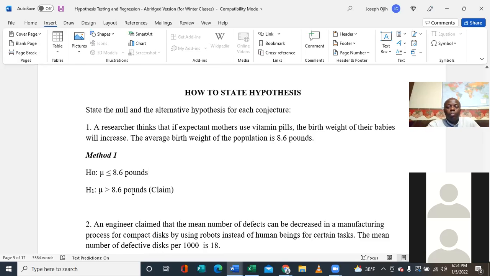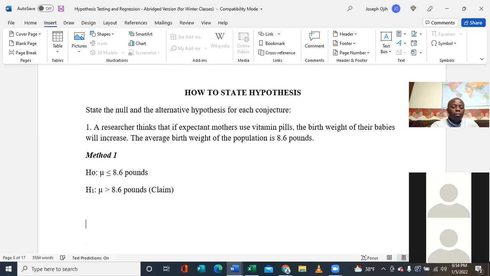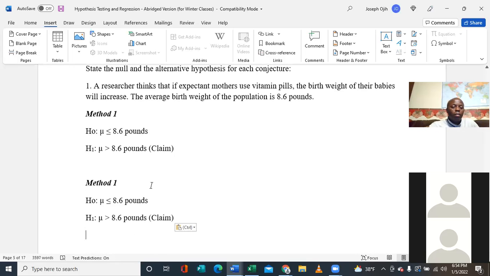So this is method one. Some books want you to use the equal sign for all null hypotheses, which looks in this form. Method two: you just change this to the equal sign. That's all. So both of them are correct.